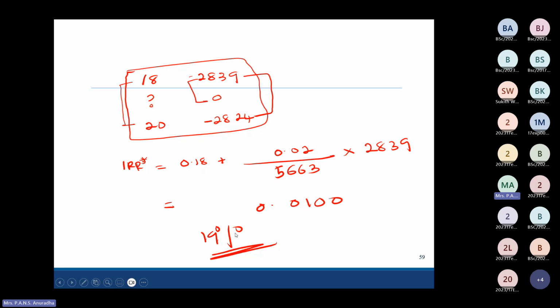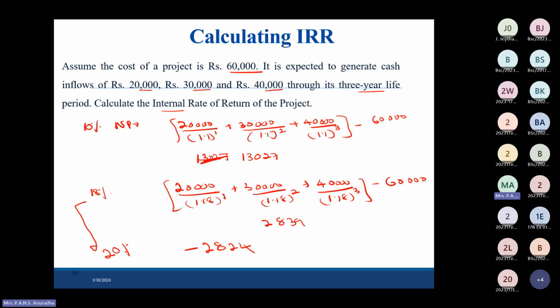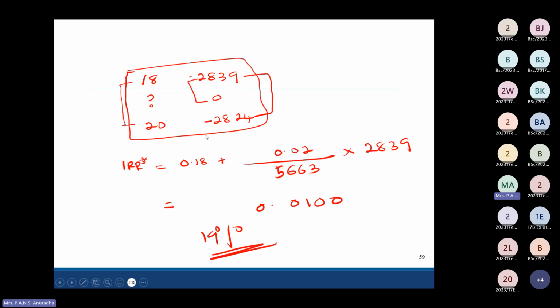19%, what is the 19 point what? I think the NPV at 20% is not a minus amount. It's a plus amount, 648, I think. At 20%, the NPV is positive. Yes, madam, it's positive. So then you can't take this.